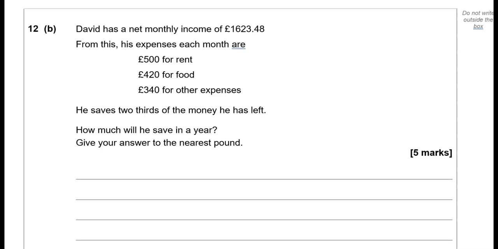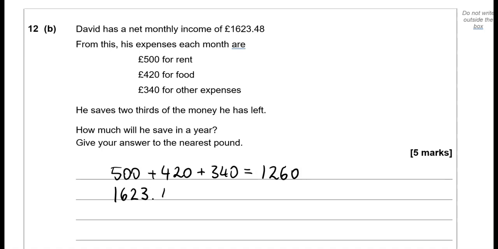So let's work out the expenses all together. 500 add 420 add 340 gives us 1,260. Taking that away from £1,623.48 gives us £363.48. So he's going to save 2/3 of the money that is left.